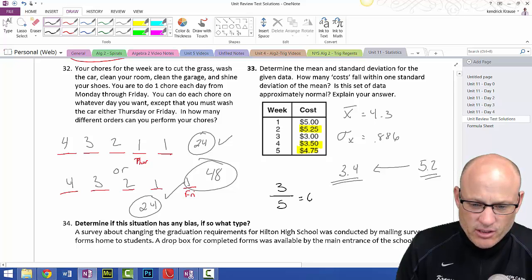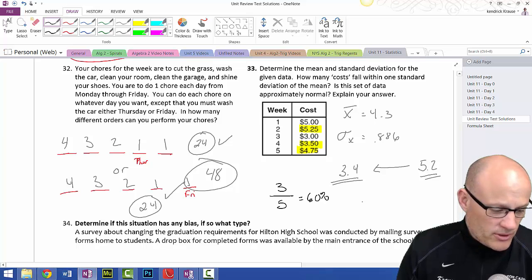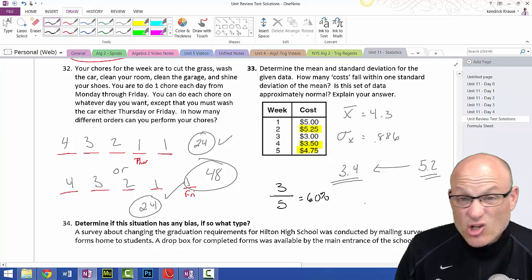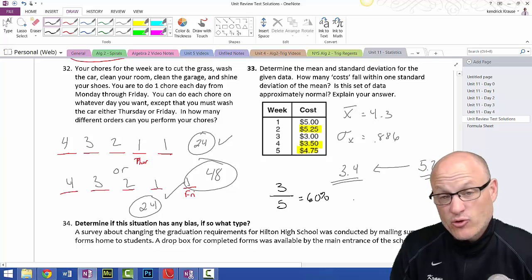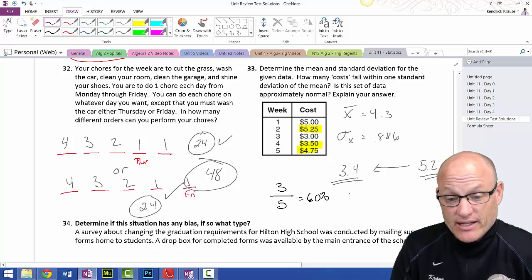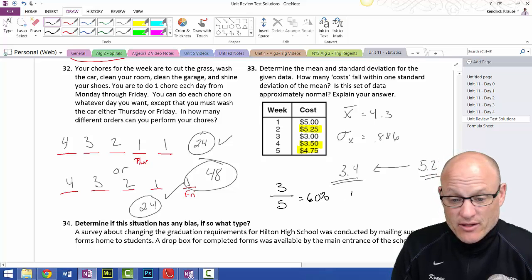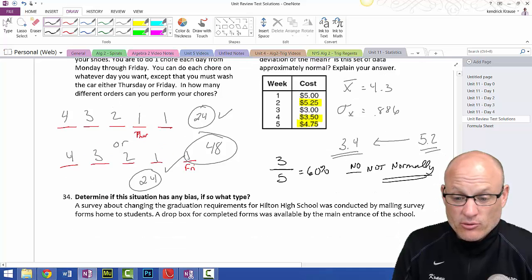That's 60%. Is it normally distributed? It's close to being normally distributed. If it was normally distributed, we'd expect it to be 68. This is 60. So in this case, I'd probably say no, it's not normally distributed. It's a little too far off. I would expect it to be a little bit closer.